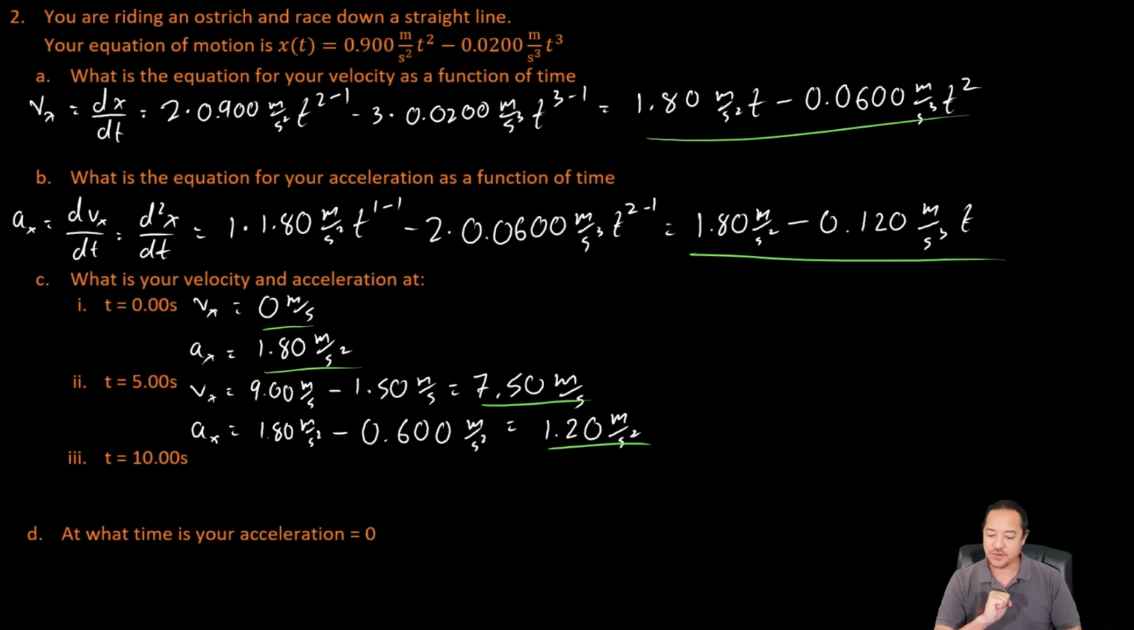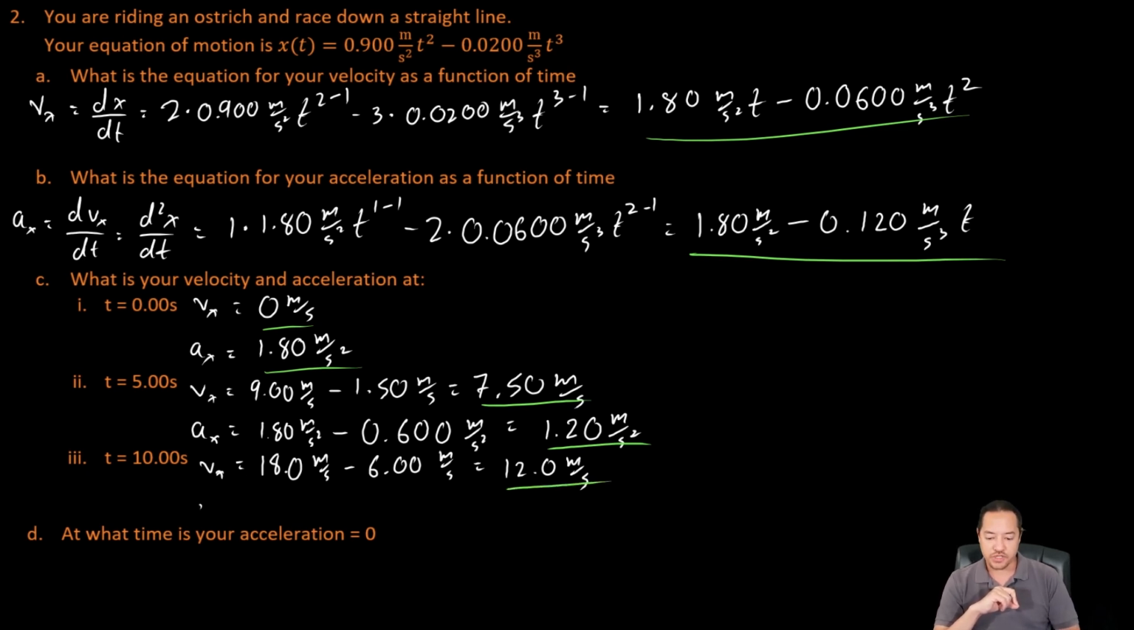So far, so good. Let's do the third part here at 10 seconds. Okay, 10 seconds. What do we have? So again, we're going to plug in a 10 here and here. So for that first term, that's going to give us 18.0 meters per second minus, okay, so there's going to be 0.06 times 100. So it's going to be minus 6 meters per second. And if we do this, we're going to get 12 meters per second. So that's going to be our velocity here.